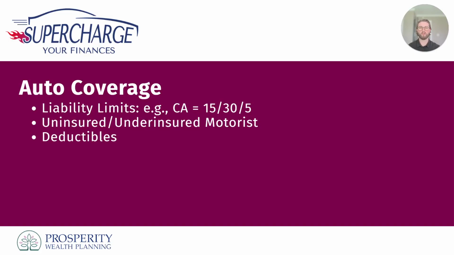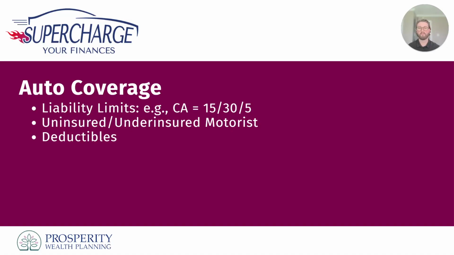Just a few things to note here with auto coverage, and the first one is the underlying liability limits. Now, I gave the example of California. The legal limits for California are $15,000, $30,000, and $5,000. Now, these liability limits cover things like bodily injury per person, bodily injury per occurrence, and property damage. In California, you can see these numbers are pretty low. A lot of expensive cars on the road. There's a lot of expensive property around. And so in the event of an accident, you're going to want to make sure that you have well beyond what the California legal liability limits are.